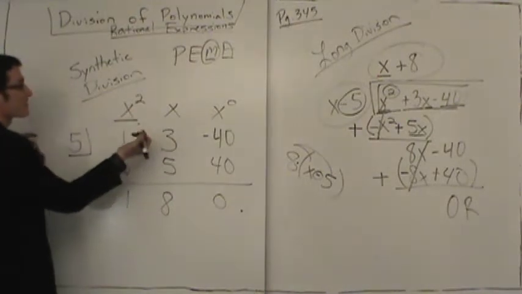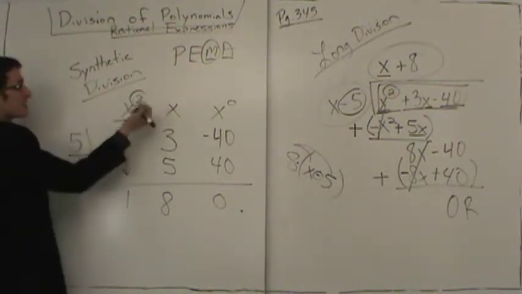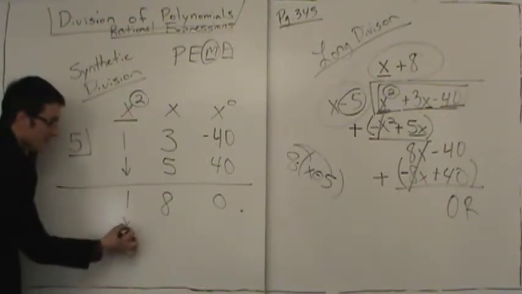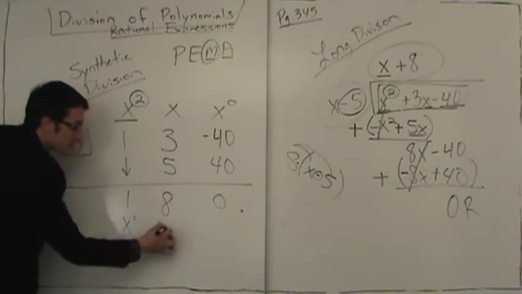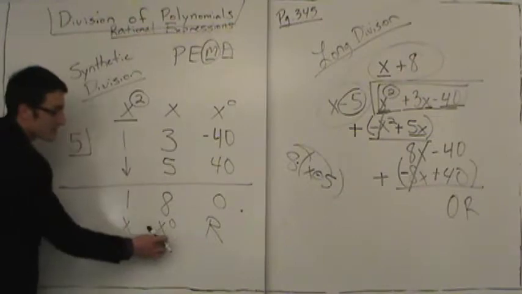Up here we had x squared. Go 1 degree below. 1 degree less than x squared. So 1 degree less than 2 is first degree. So down here, 1 degree less is x to the first power, x to the 0 power, all the way down to 0, then your remainder. Okay, so x to the first, x to the 0, the remainder.